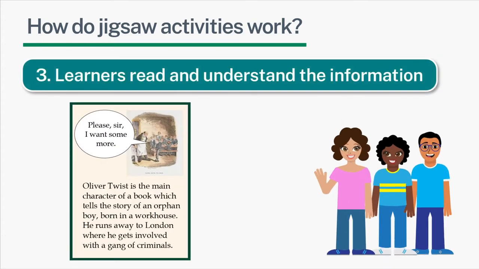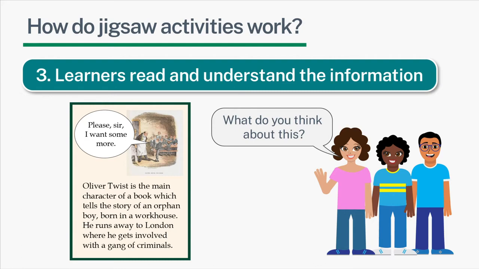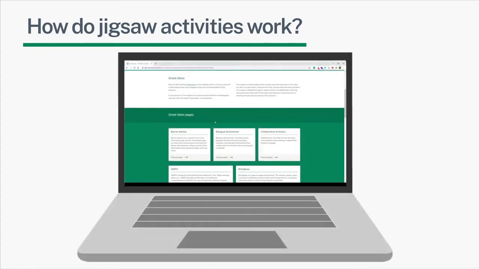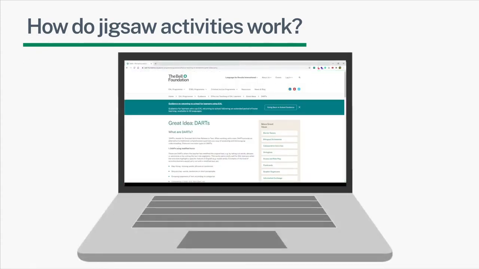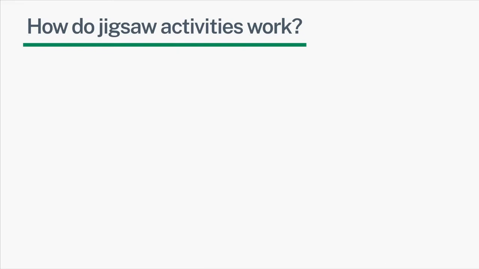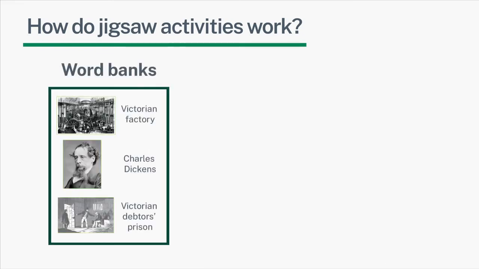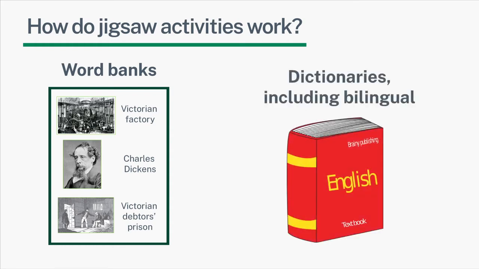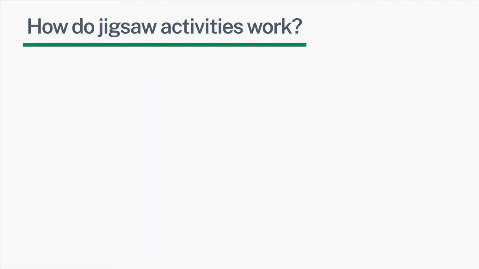Each group should then spend some time reading or listening and discussing and helping each other to understand the text or information. This is most effective when the text is accompanied by a task. For ideas to help with creating suitable reading tasks, you may want to visit the Great Ideas page on Darts, which looks at directed activities related to texts. At this stage of the jigsaw activity, as pupils are making sense of the information in their text, word banks and dictionaries, including bilingual ones, may be useful to help learners understand key language.